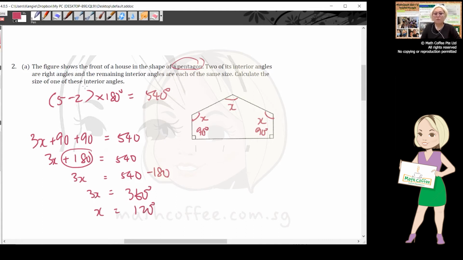So they say calculate the size of one of these interior angles. So in this case, it's 120. So this is my answer.